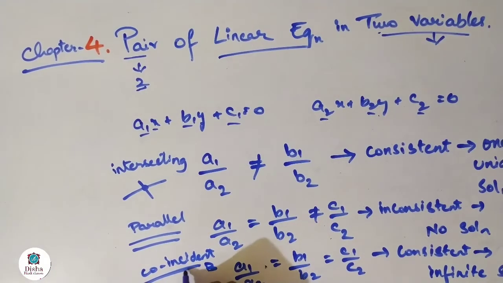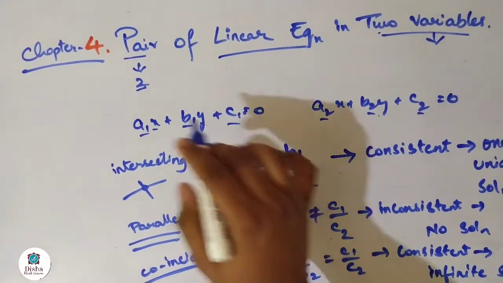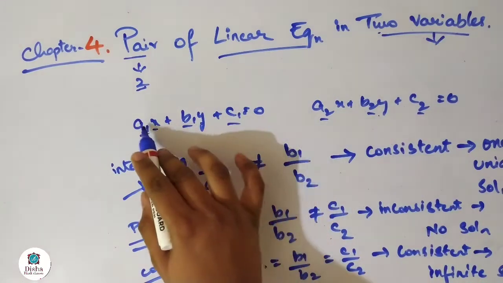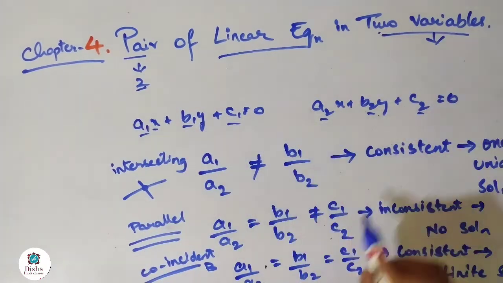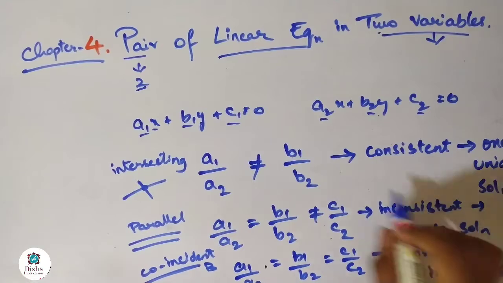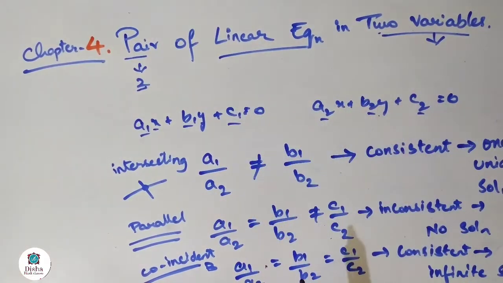They are one above the other, so they have many solutions, infinite solutions. So in this, by checking a1 by a2, b1 by b2, we can find how many solutions this pair of linear equations has.